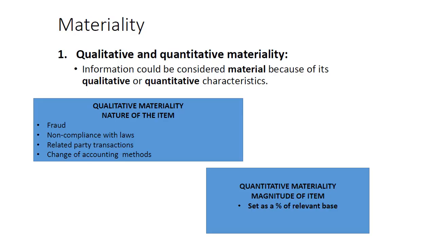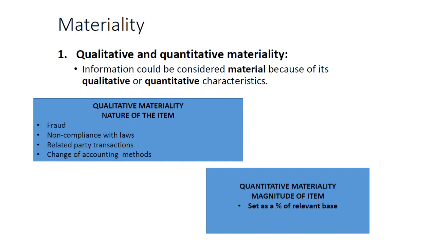Now, qualitative materiality, we call it the nature of the item. We have to consider these factors: if the misstatements come from fraud, non-compliance with laws, related party transactions, and change of accounting methods. Okay, so these are not based on the amount or magnitude. It is because of the characteristics or the nature of the item that may be related to materiality.